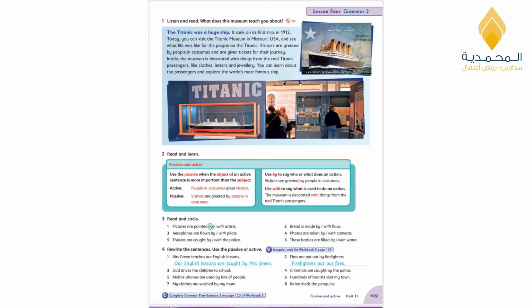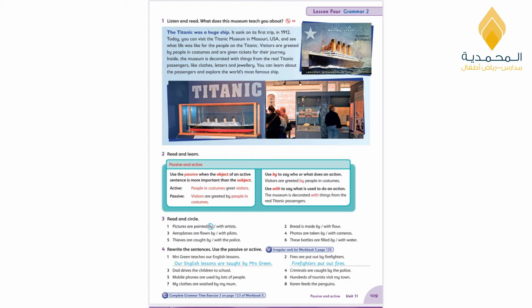Move to question number 4. And in this question, we are going to rewrite the sentences using the passive or active. Are you ready? Look at the first example. Mrs. Green teaches our English lessons. Our English lessons are taught by Mrs. Green. So this sentence is active and excellent.